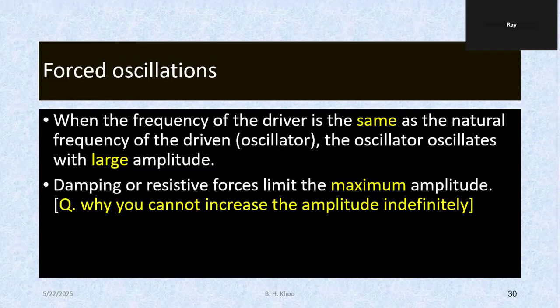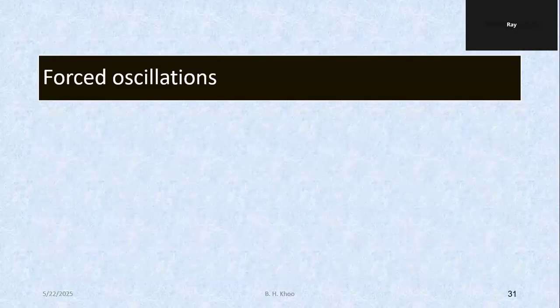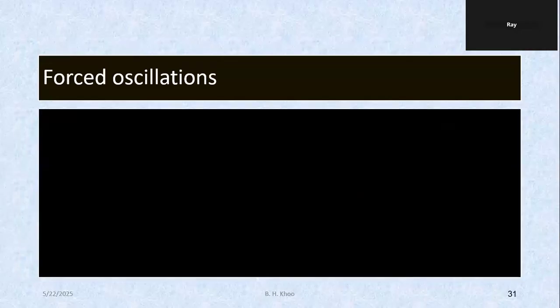Why can you not increase the amplitude, even though the boy keeps pushing the swing? Up to a certain time, certain frequency, certain amplitude, you cannot increase it anymore, no matter how hard you push. Use your physics principle to explain.